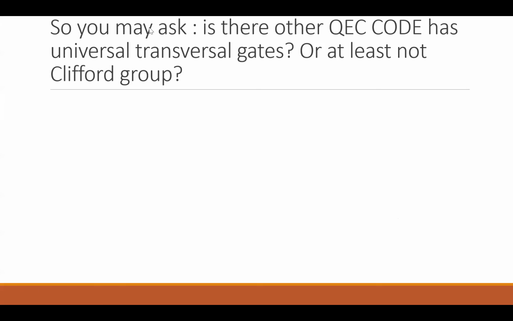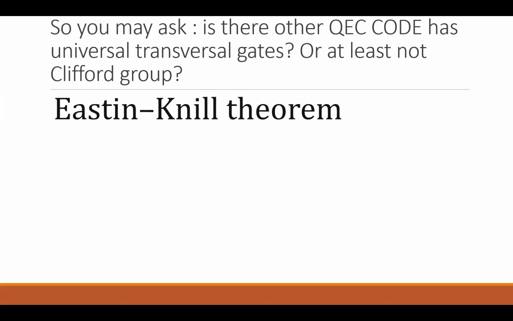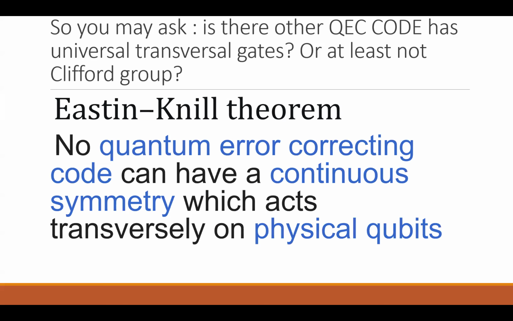Okay. So now the question becomes: is there another quantum error-correcting code that has universal transversal gates, or at least gates outside the Clifford group? And the answer is no. No prior code I know of; the linear symmetry of the transversal gates is a physical group. That means you are not allowed to do quantum computation using this transversal method. Okay, so this is where the story ended last time.